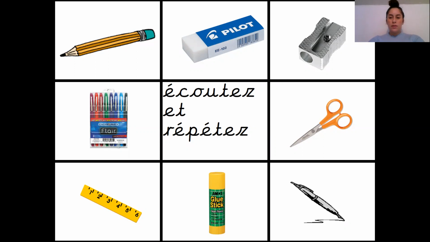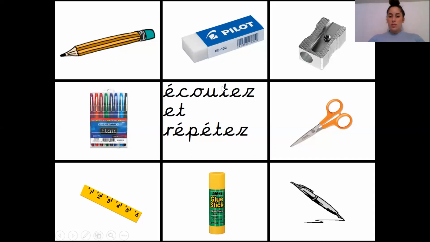Today we're going to quickly recap the items found in a pencil case before we move on to today's lesson, where we learn how to ask somebody whether they've got one of these items or not, and how you would answer that question. Okay, so I'm going to point and say the name of the item, and then you're going to repeat. So, écoutez et répétez.